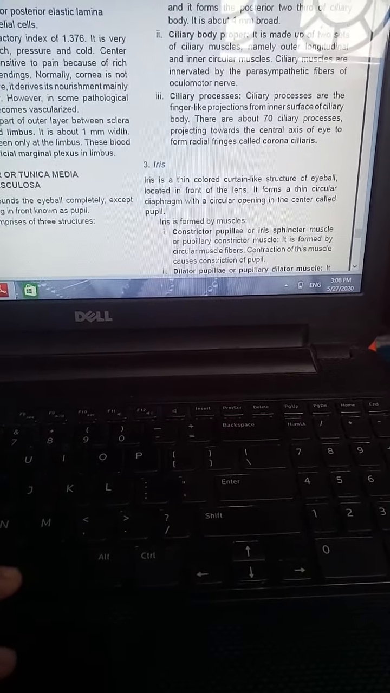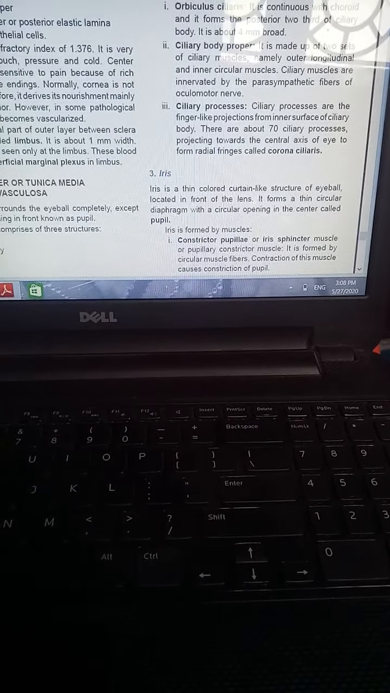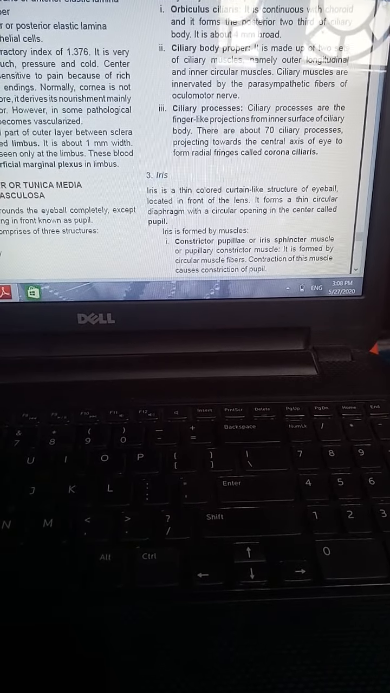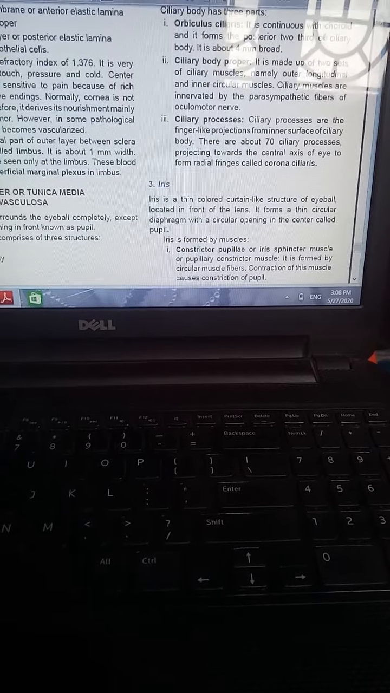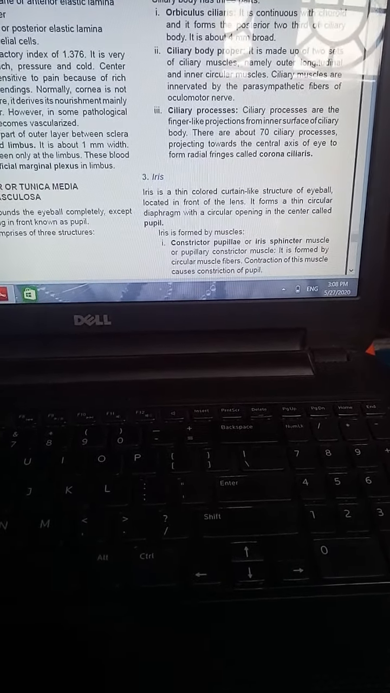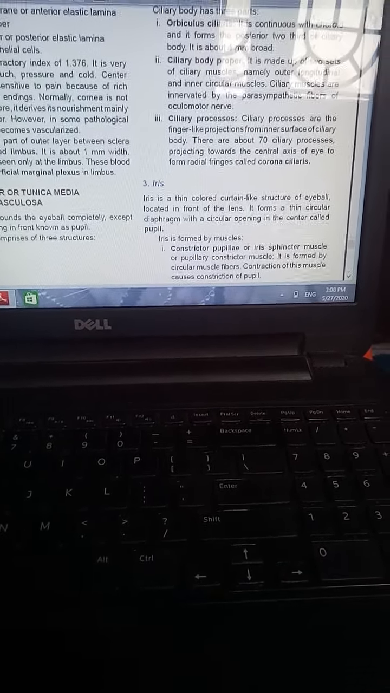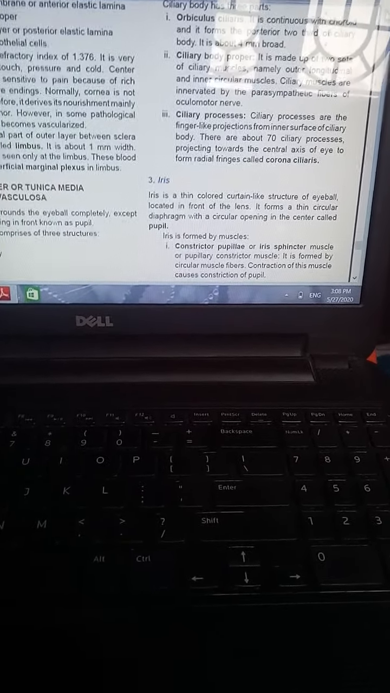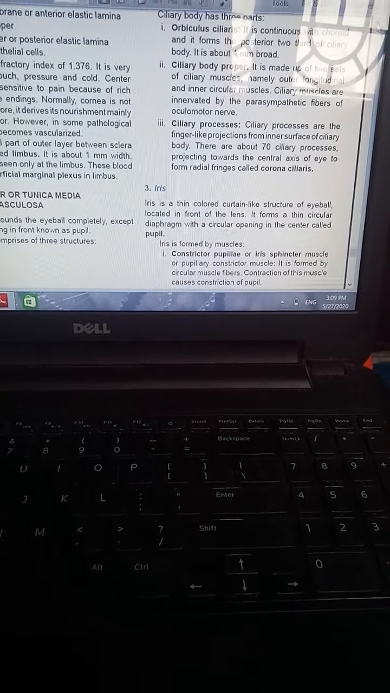So third is the ciliary processes, which are finger-like structures from the inner surface of the ciliary body. There are about 70 of these finger-like structures, projecting toward the central axis of the eye and forming radial fringes, which is known as the corona ciliaris. So this is about the parts of the ciliary body.